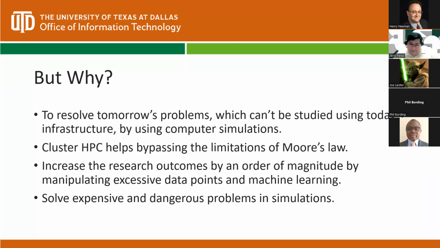So with that, the cluster HPC helps us bypass the limitations of Moore's law, because as you know, you can only shrink the semiconductors down to a certain size until you reach a limit, and so we can't double our compute capabilities anymore like it used to. So what we do is instead of making chips smaller and faster, we just add more cores, or we add more computers, right? So it's either more cores or more computers or both.